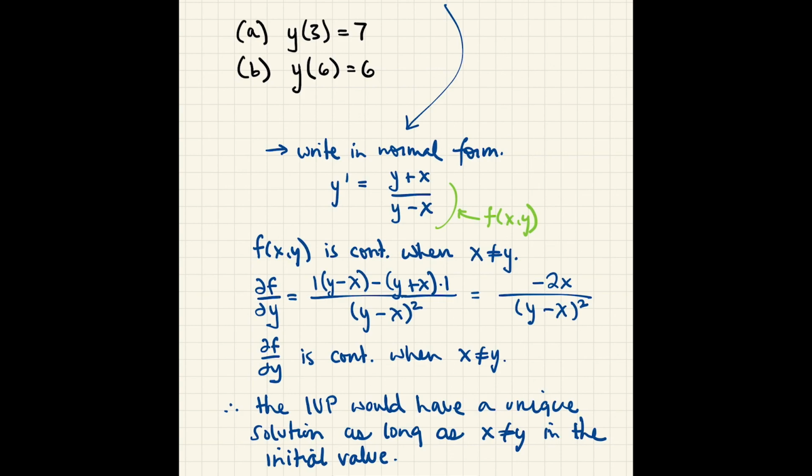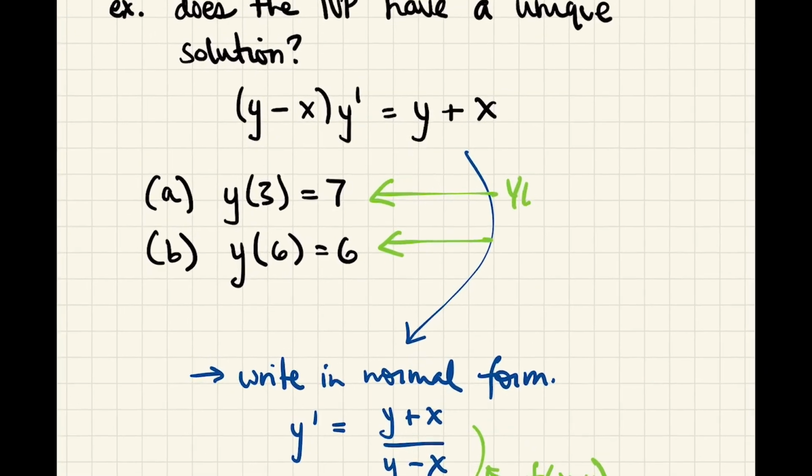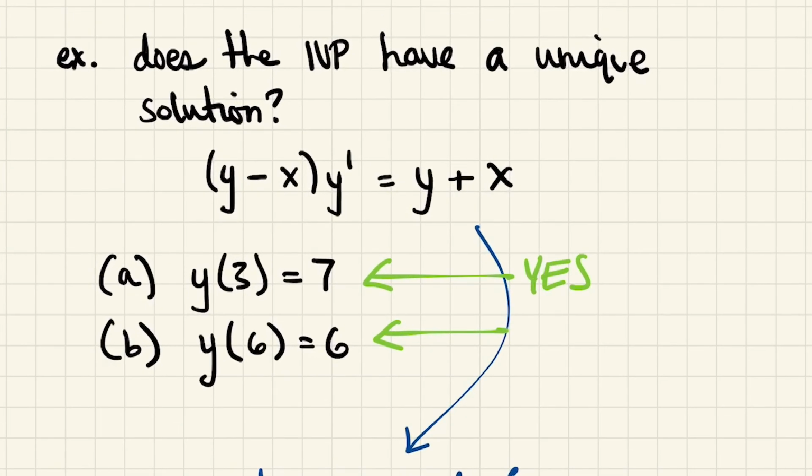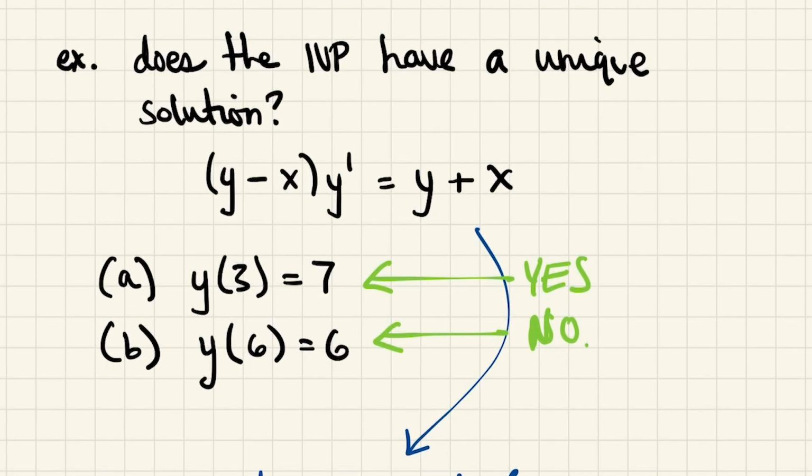So going back to our original question, we can actually just answer both of these right away. First one, yes, 3 is not equal to 7. Second one, no, 6 is equal to 6. I do need to make a follow-up comment here. Part B, we answered no. That does not mean that there's no solution. It just means that it doesn't have a unique solution. So it could mean that there are just multiple solutions that intersect there. It also could mean there are no solutions.